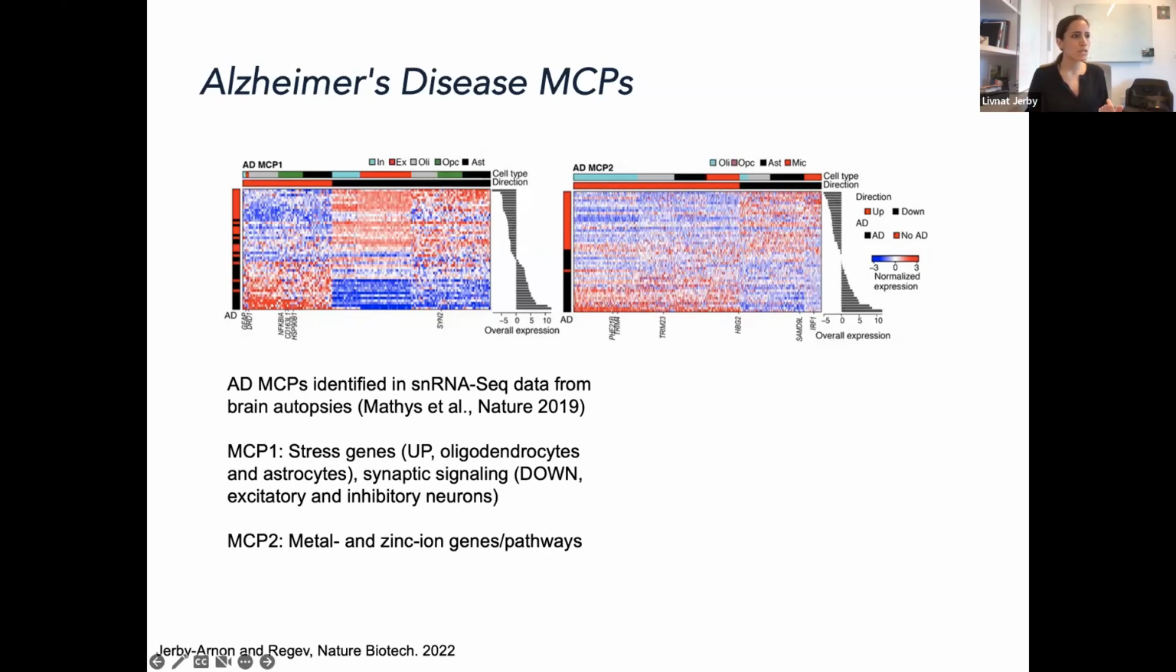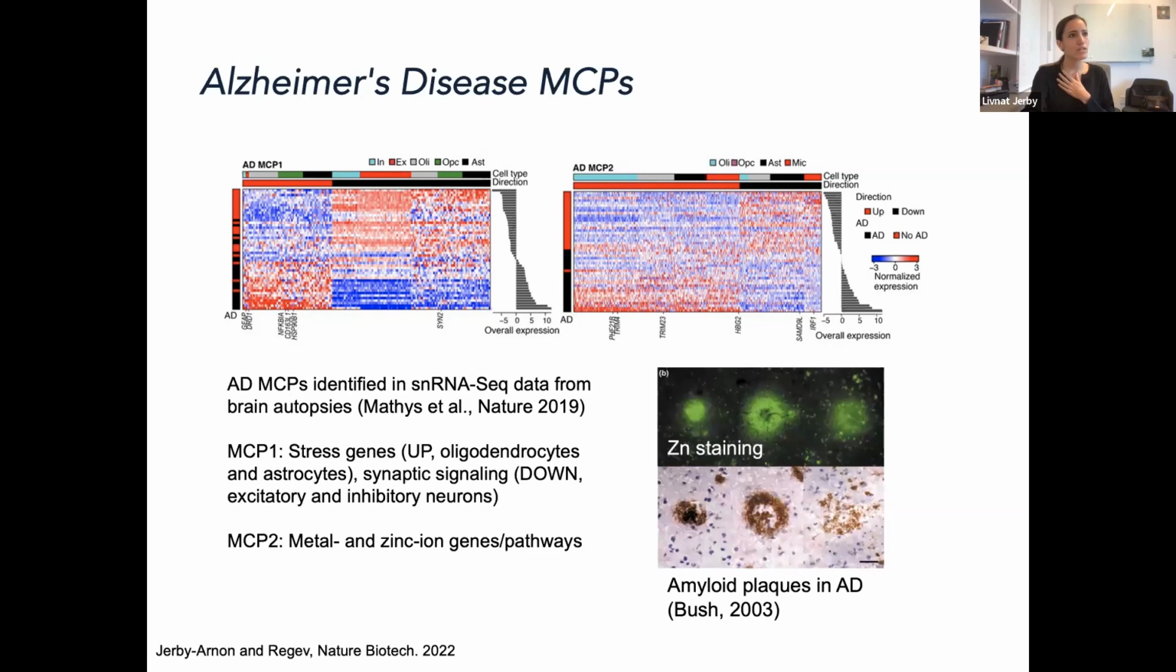One of the MCPs, and these two are shown here across the different cell types, was enriched with stress genes and the repression of synaptic signaling, which makes a lot of sense. And the other MCP was highly enriched with genes that bind to metal and zinc ions. Now this is not my field, so I was not aware of it until recently, but it turns out that if you look at the plaques in the brain and you stain them, and then you stain for zinc, this is what you see.